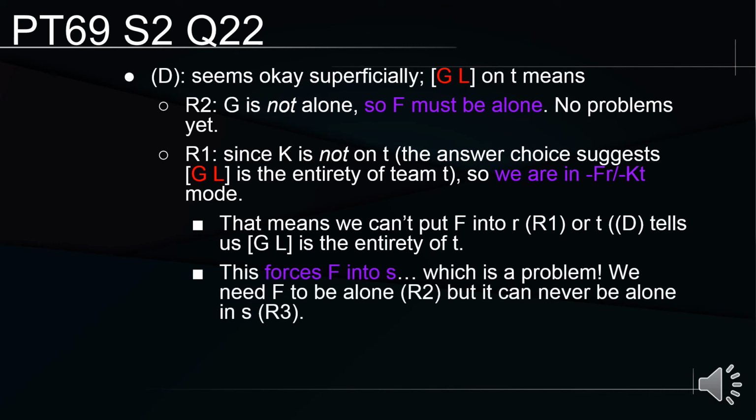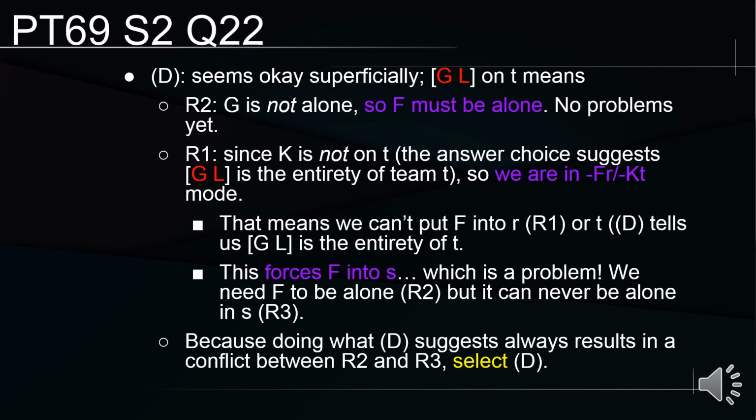We need F to be alone according to Rule 2, because G can't be alone, so F has to be the one to be alone here. But it can never be alone if we put it into Team S according to Rule 3. Remember that Rule 1 doesn't allow us to put F into R or T, and it forces us to put F into Team S, which then also forces a conflict with Rule 3. So because doing what D suggests always results in a conflict between Rule 2 and Rule 3, and arguably Rule 1 as well, we have to select D. It has to be false. GL cannot be the complete listing of people on the Thompson case.